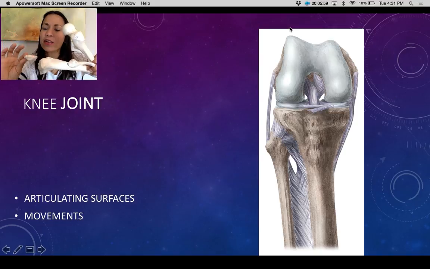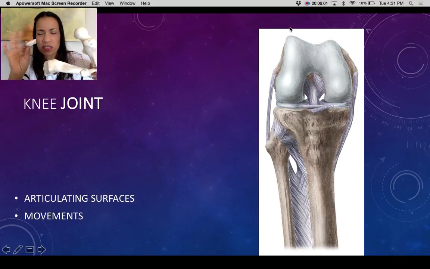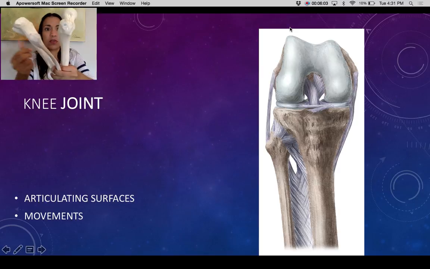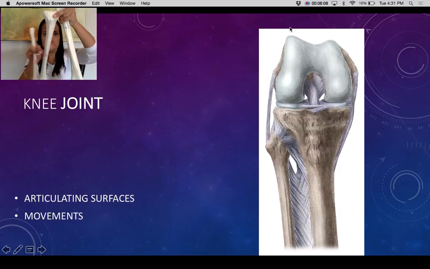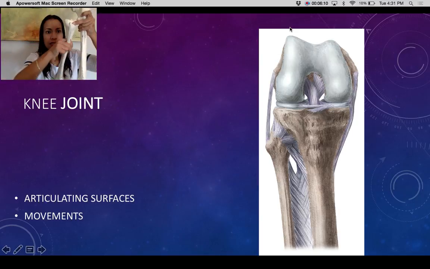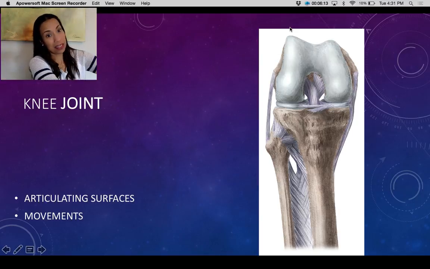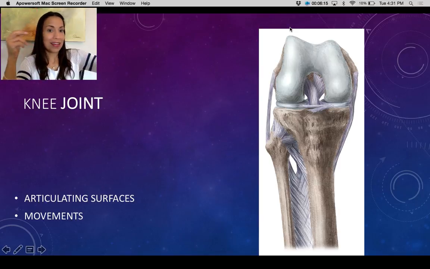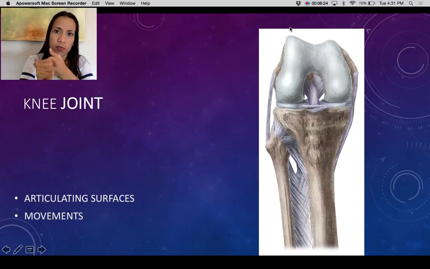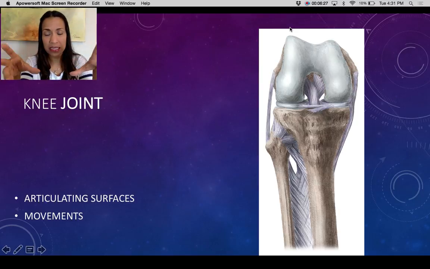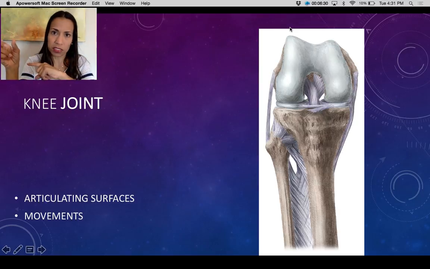We are familiar now with the important landmarks of all of these bones. We described the femur, the tibia, the fibula, and the patella. So now we're able to understand the knee joint. Again, we're just going to describe here in the lab the articulating surfaces and the movements. The details of these joints will be discussed in the lecture.